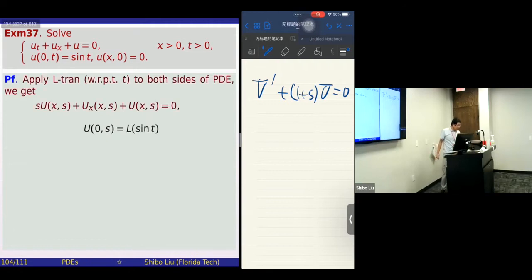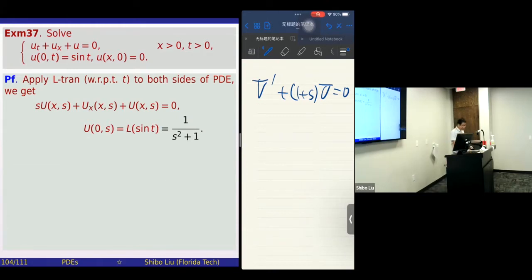Also, this ODE has an initial condition. When x equals 0, u(0,t) is sine t. Therefore, taking the Laplace transform with this condition, the left hand side is capital U(0,s). The right hand side is the Laplace transform of sine t. Checking the table, you see that the Laplace transform of sine t is 1 over s squared plus 1. So this is an ODE problem for the transformed function capital U.